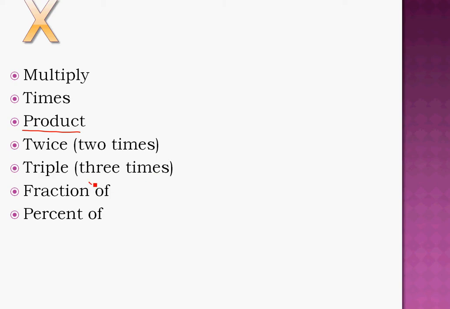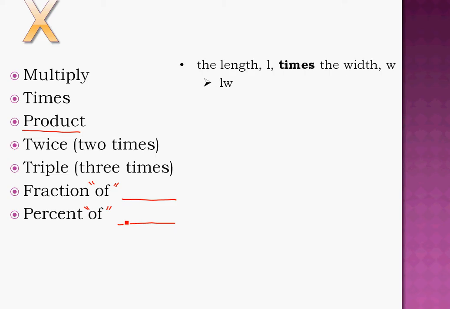Now this word of is typically known by people to mean multiply, but it really only means multiply in a couple of situations. If you have a fraction of something, you're going to multiply that fraction by something. Or if you have a percent of something, and there'll be a number here or a value. Let's look at some examples. The length L times the width W. That would be LW. Remember, when two variables are written right next to each other like this with nothing in between, it means multiplication.